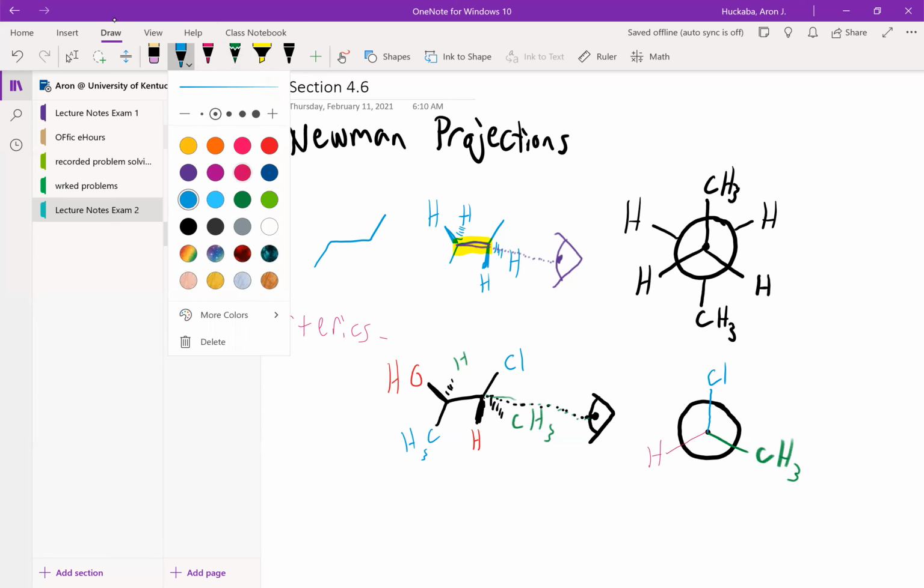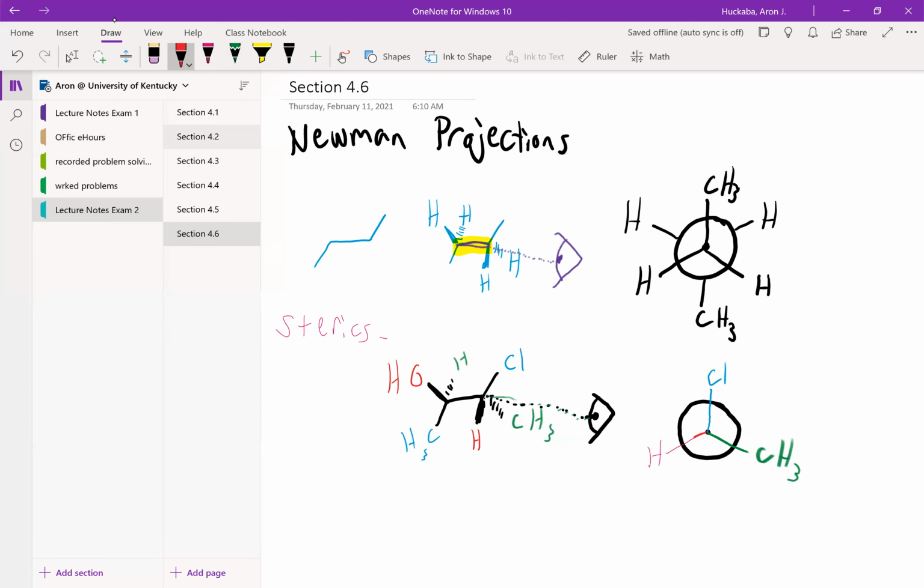I don't like that pen width. There we are. All right, and similarly, in the back, we had a hydrogen over here and an OH back here. And last, we had the CH3 coming here. So this is how you draw Newman projections. And this has been section 4.6.